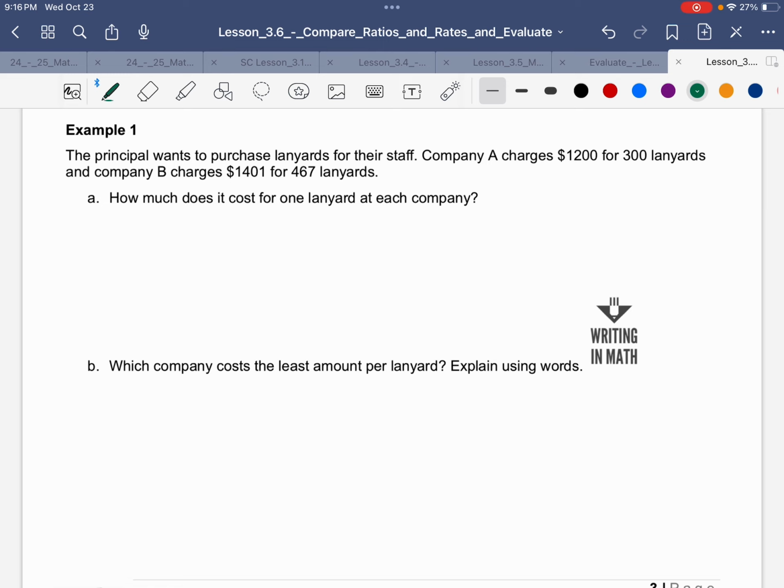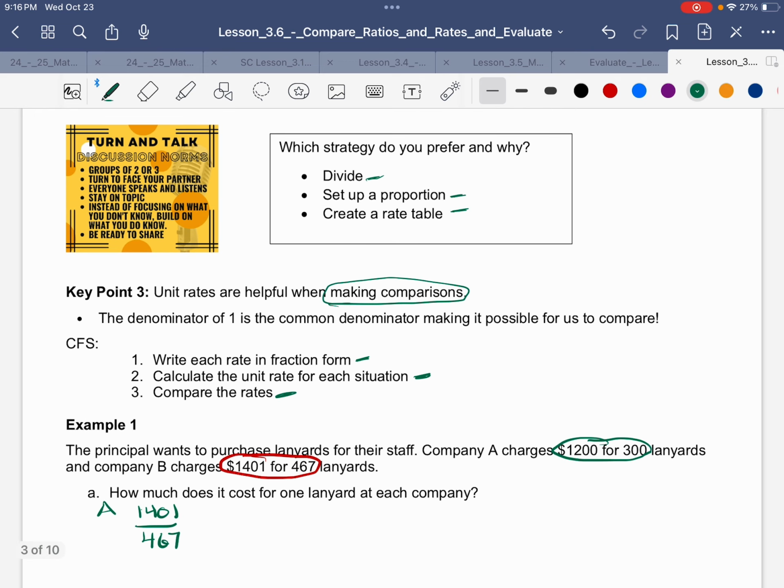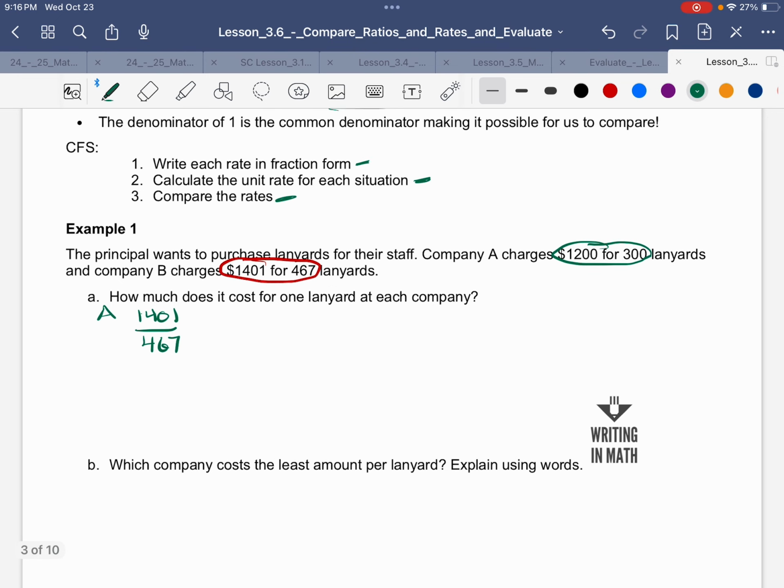So again, Company A, here's our ratio rate for 300, and then Company B, here's our ratio rate. All right, so let's go ahead and work out Company A first. You write it as a fraction first. That was our CFS. 1401, 467. Okay, remember that. Then it says calculate the unit rate for each situation.